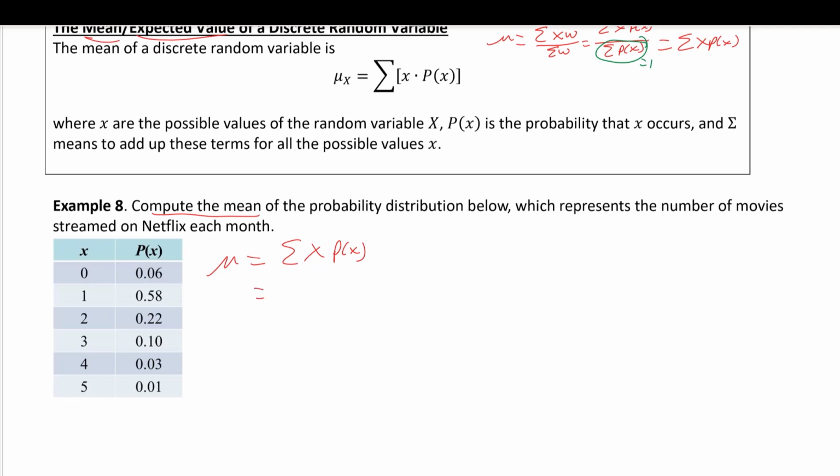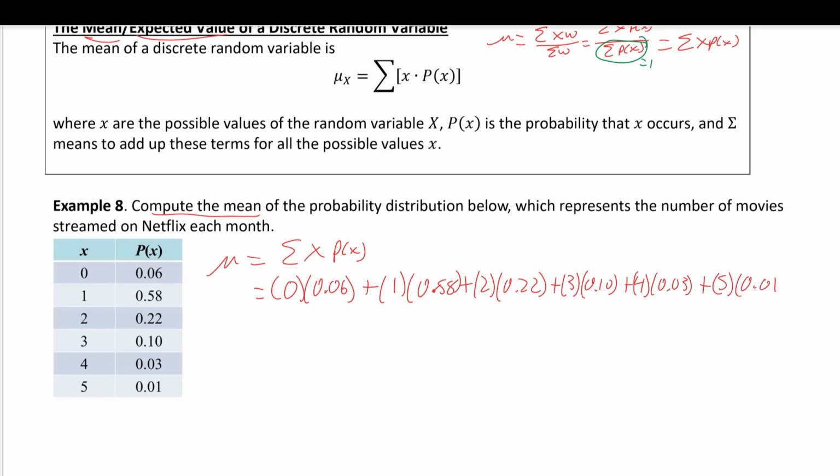Let's start with the first row. 0 times 0.06 plus 1 times 0.58 plus 2 times 0.22 plus 3 times 0.10 plus 4 times 0.03, then plus 5 times 0.01.